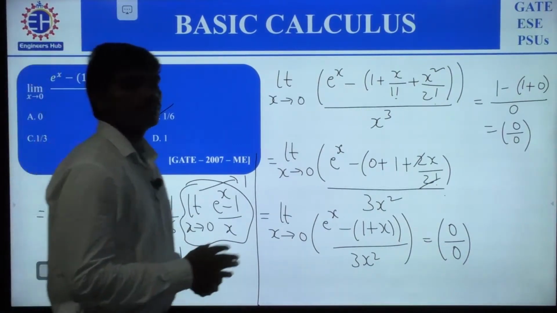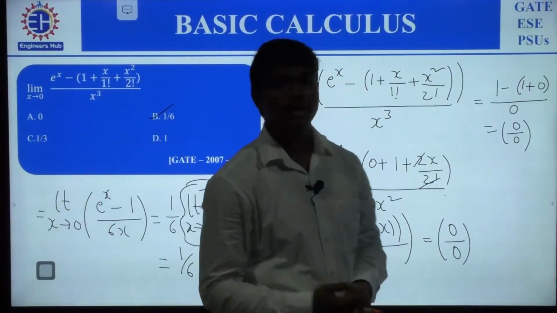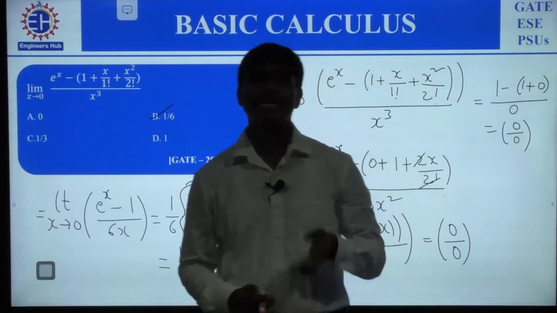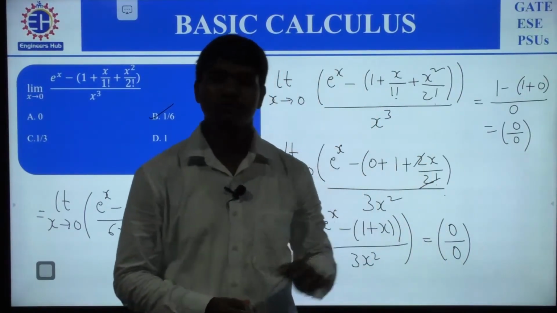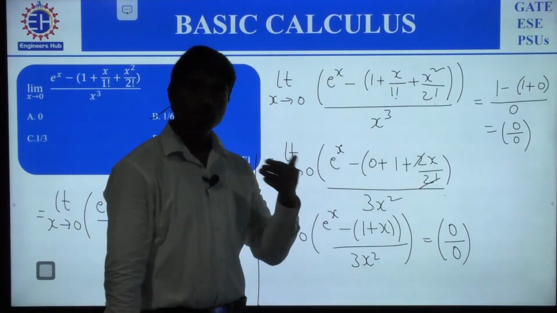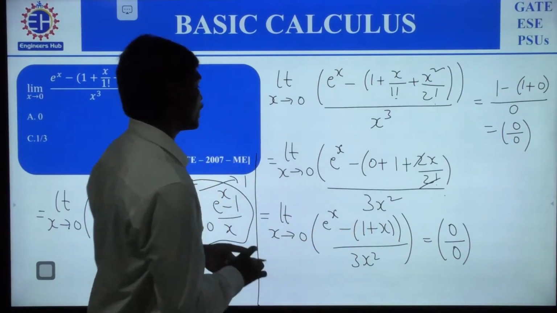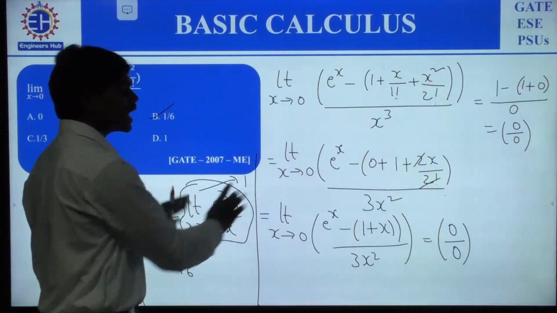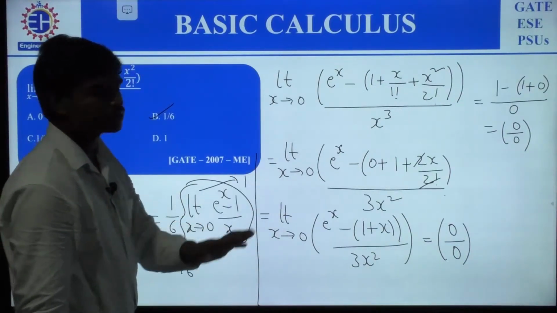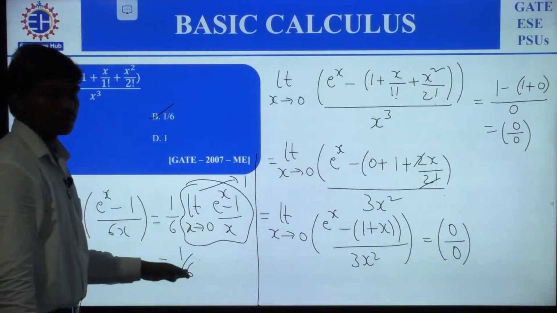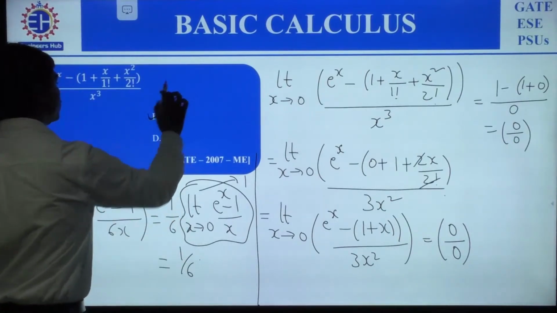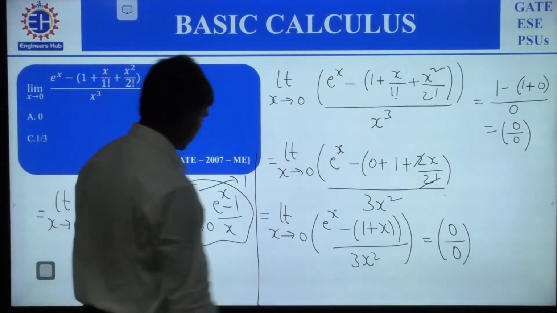Now, one thing many of you might have understood by this time, I'm using the standard procedure because I didn't give you the expansion of e power x till this moment. If you knew the expansion of e power x, this question might have been a bit shorter for you. Without that expansion, this is the standard procedure with which you could evaluate the answer 1 by 6 here, and the answer is option B, which was asked in the GATE examination.